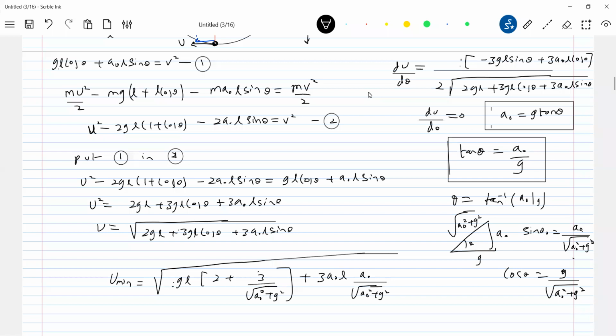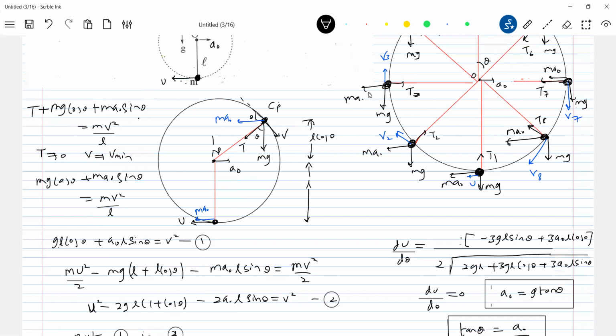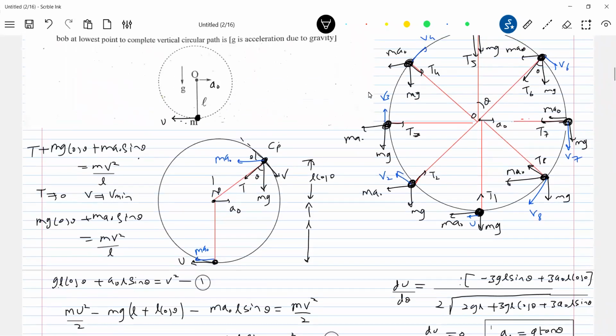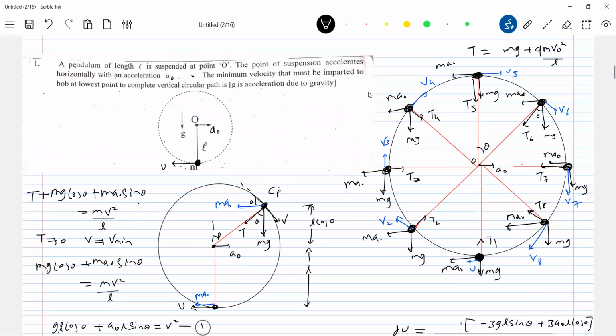Now write the equations of motion at all the points. What is the basic necessary condition? Where the tension is minimum and can be zero, where the resultant of the other forces can provide the required centripetal force, you can call that the critical point here.